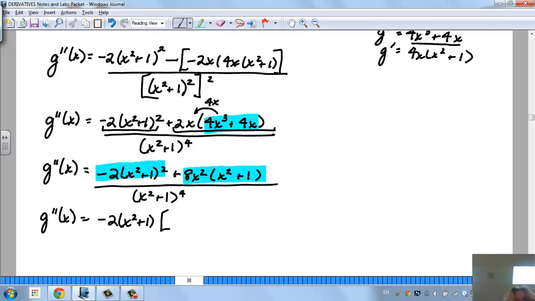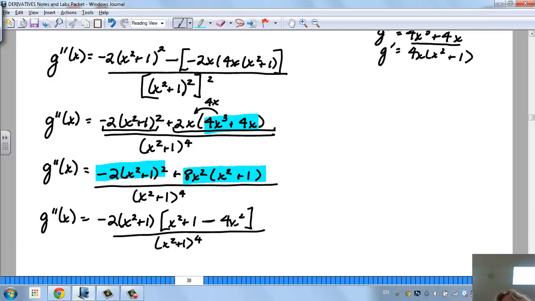Now if I take it out of this one, all there's left is an x squared plus 1. If I take this out, this changes the sign, okay? And the x squared plus 1 I already took out. So if I take negative 2 out of 8x squared, that is a minus 4x squared, all over x squared plus 1 to the fourth.